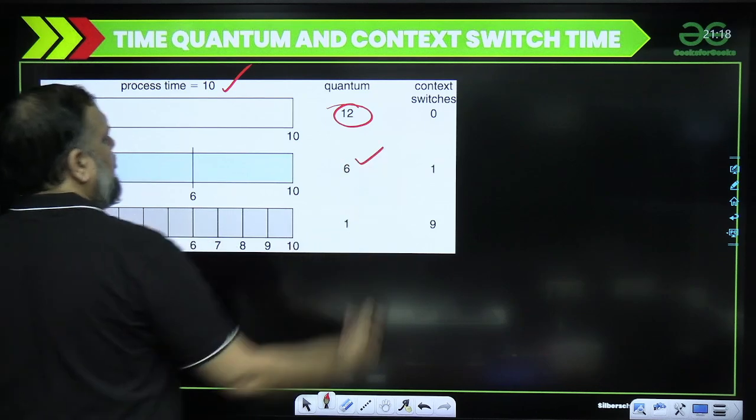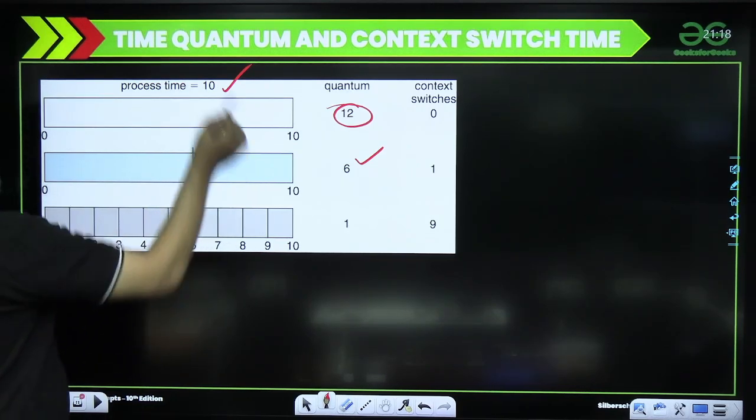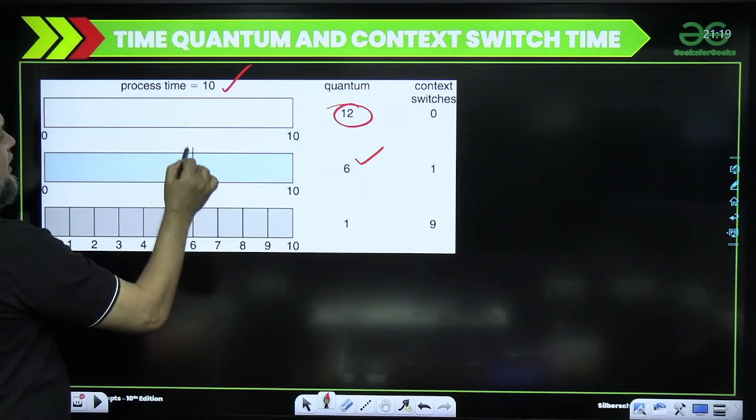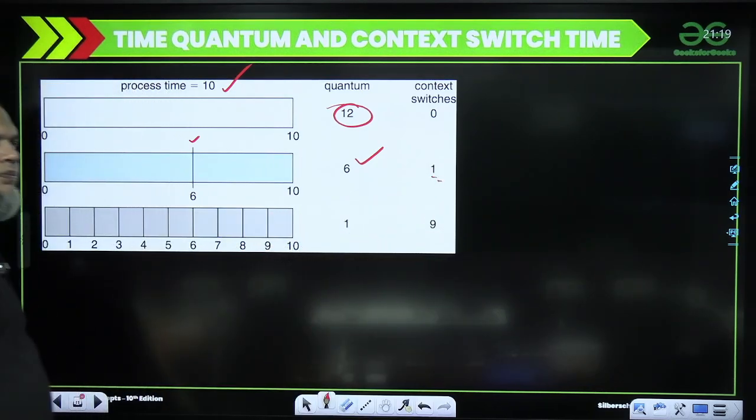However, if you take a time quantum of 6, even if I have a single process, I will have a context switch. That is the point I am trying to highlight. So P1 will run for the first round of 6 units, go back to the ready queue and again I come. So there is one context switch here. That's why I had the number of context switches as 1.